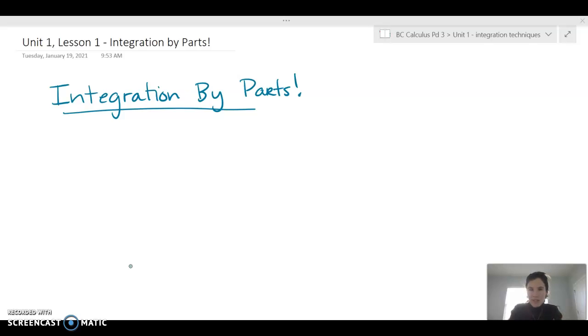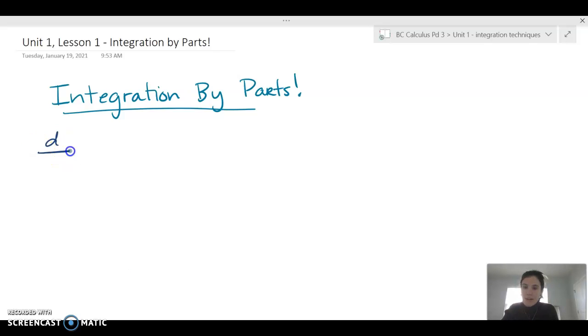When we learned U-substitution, why did we do it? Well, U-substitution is basically the reverse of chain rule. We're going to be learning integration by parts because this is going to be basically the reverse of our multiplication or product rule for derivatives.